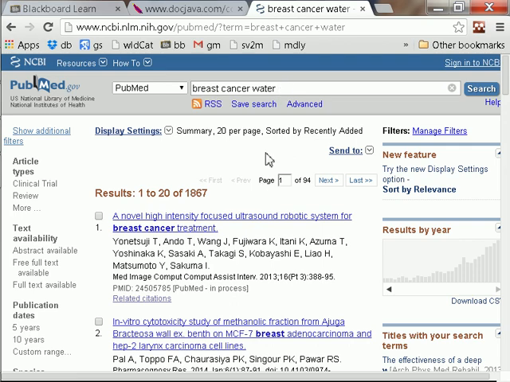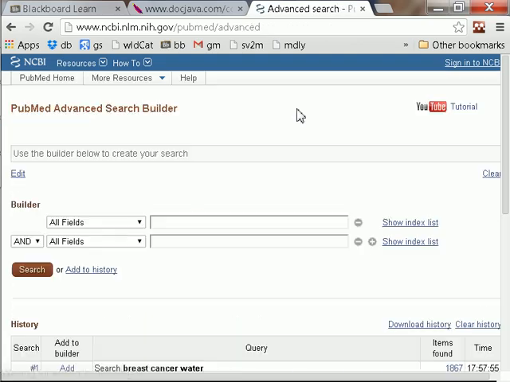There are compelling ones. Maybe you could do an advanced search, and you'll find that there are ways in which you can refine this search to make it a little bit better.